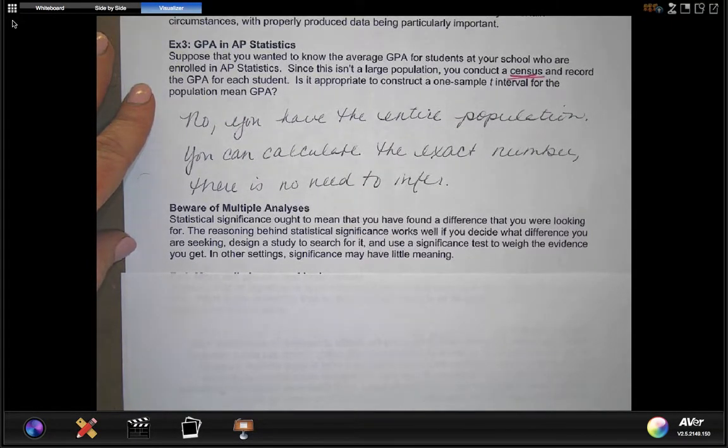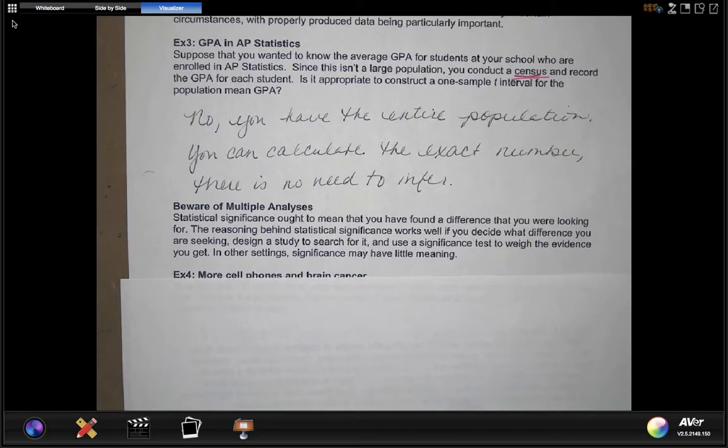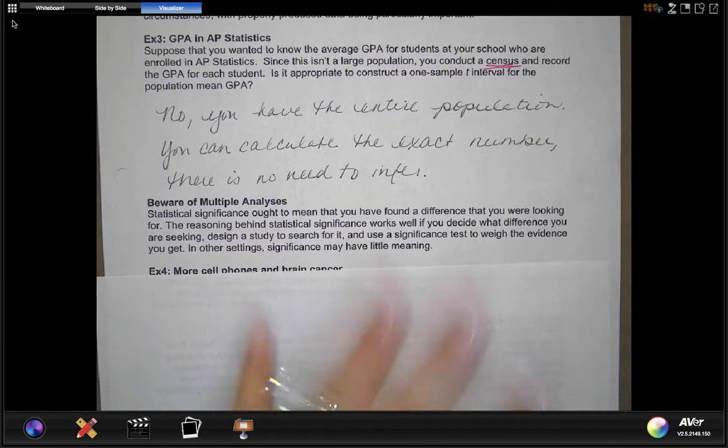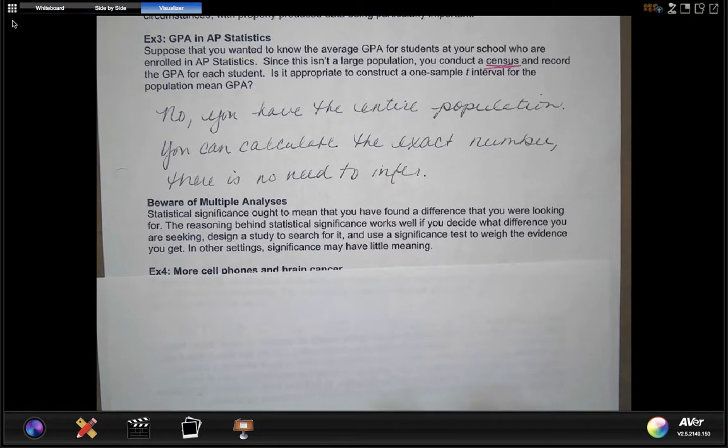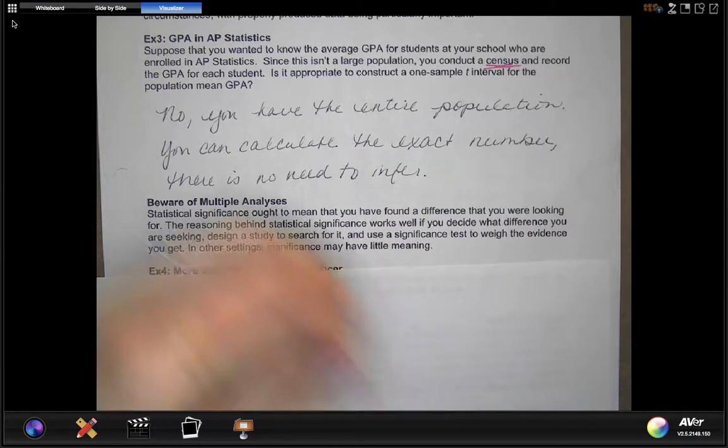All right, beware of multiple analyses. So this one right here is kind of saying, you take a sample, reject H0. Take a sample, reject H0. Take a sample, reject H0. At some point, you're going to take that one sample that's going to give you an error, and you're going to fail to reject. All right? Because those samples do exist. They are not likely for you to capture them, but they do exist.